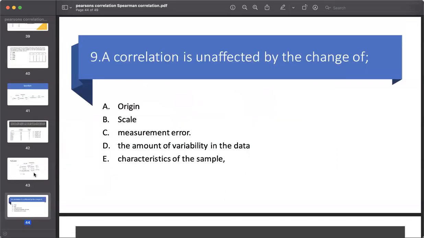Now, question number 9. A correlation is unaffected by the change of A, origin, B, scale, C, measurement error, D, the amount of variability in the data, and E, characteristic of the sample. B, yes, it's B. The correlation is unaffected by the change of scale.